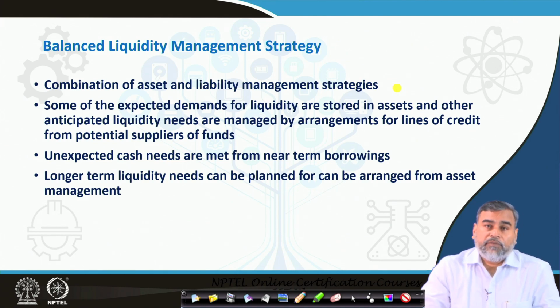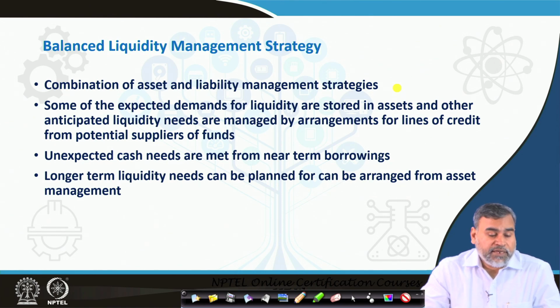Then we have a problem with asset management, and we have a problem with liability management. Then what is the bank supposed to do? The banks can use a combination of both. The bank can use a balanced approach: they can use an asset management strategy and the liability management strategy at the same point of time. There can be a combination of both.